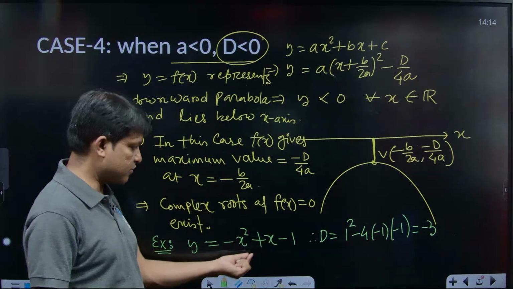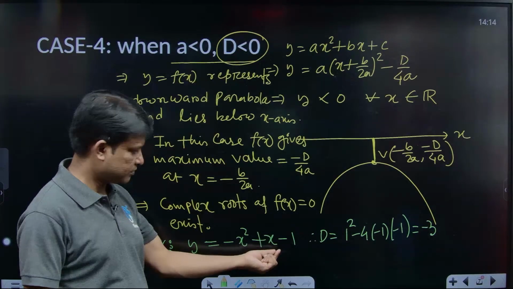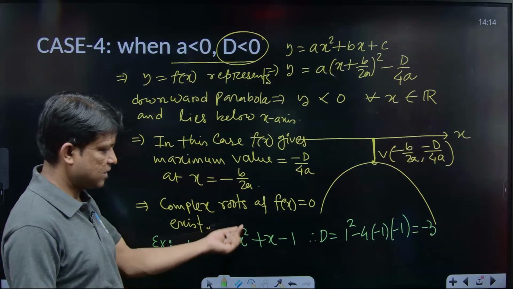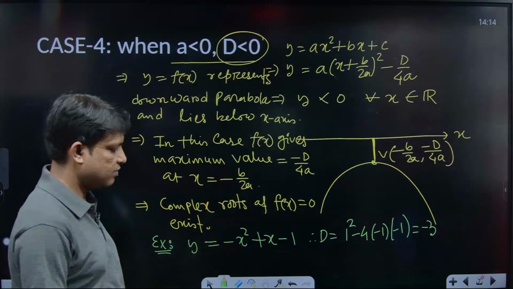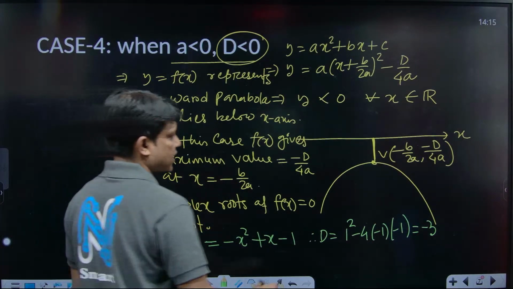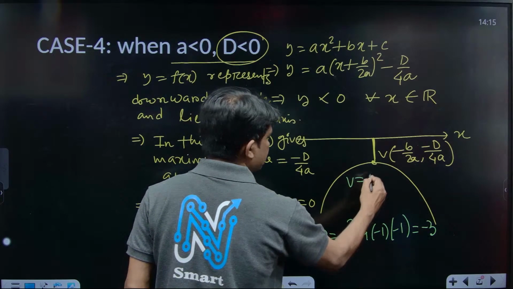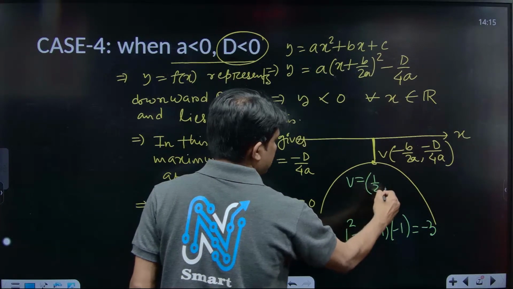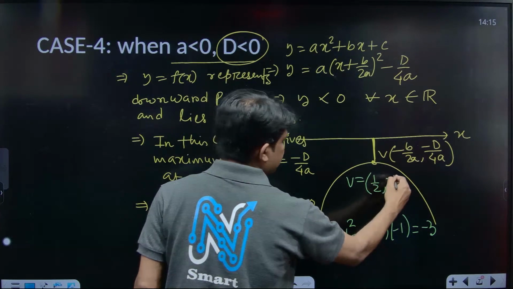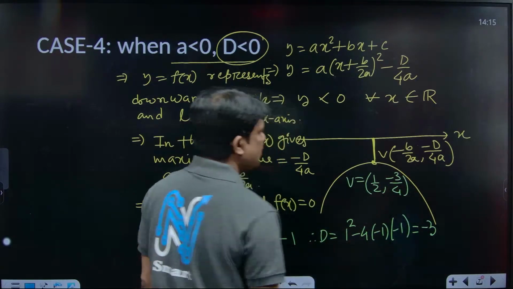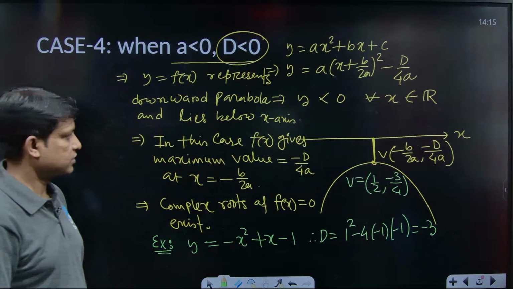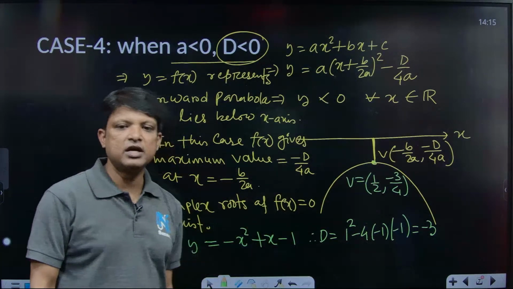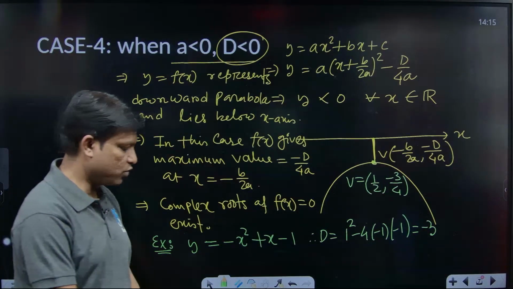That means its vertex is minus b by 2a, which is 1 by 2, and the ordinate is minus discriminant by 4a, which is 3 by minus 4, so minus 3 by 4. Vertex: minus b by 2a, b is 1, a is minus 1, so 1 by 2 and minus 3 by 4. This is a downward parabola with its vertex below the x axis. For this example, this type of parabola exists. No real root exists, which means both roots are complex.